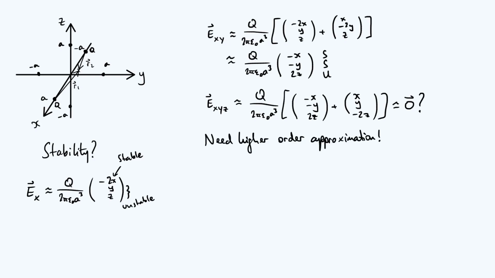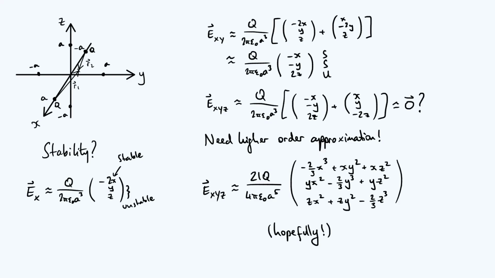Now this might seem a bit strange at first, but it's not wrong. It's just not very helpful, right? This is just saying the electric field is 0. This is fine. It just means that there is an equilibrium position at the origin. But what this is telling us is that a first order approximation is not good enough to tell us about the stability, right? The first order terms have actually cancelled out. So we would need a higher order approximation to this total electric field if we want to investigate the stability.